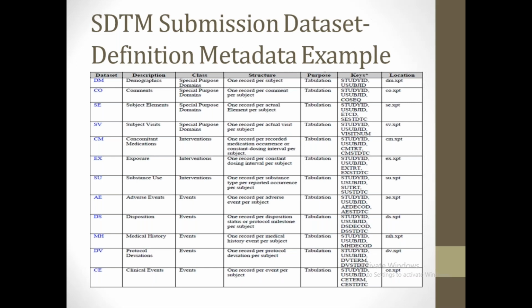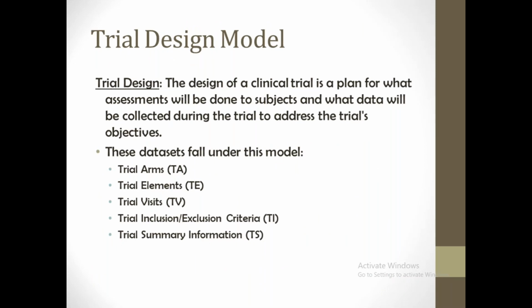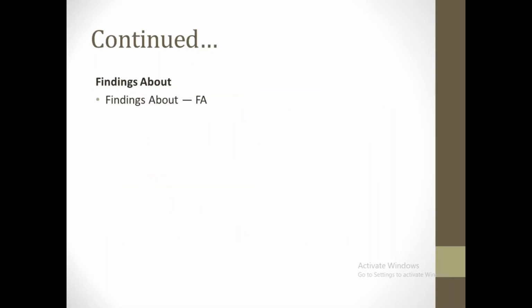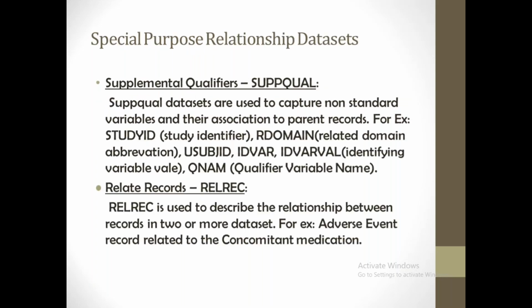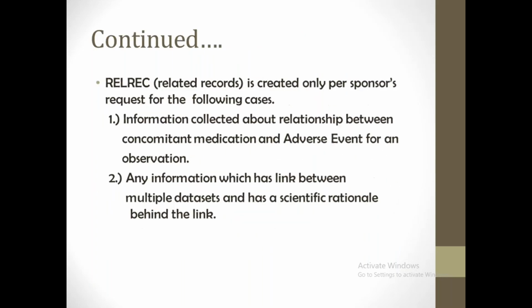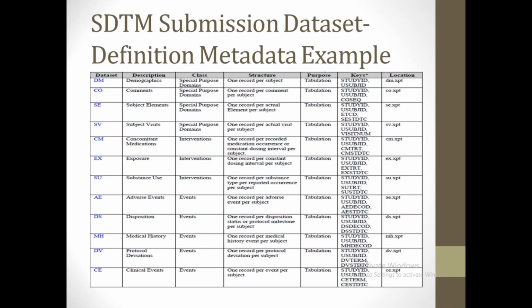So far these are all the different types of domains we have. Different types of classification you see, right? Interventions, events, findings, about special purpose domains, trial design domains, supplemental qualifier, rel-rec. Now custom defined or sponsor defined. These are all the standard data sets we have in the SDTM implementation guide.